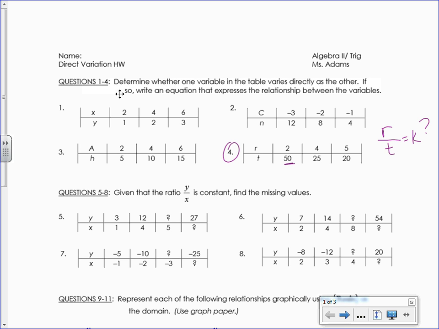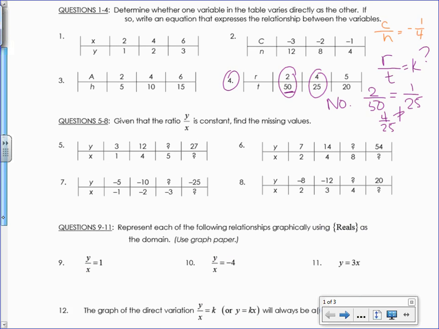Well, if I test this, I get 2 over 50. And if I reduce that, that's equal to 1 over 25. Well, here I have 4 over 25. And those two are definitely not equal. So this is not a direct variation, because when I divide 2 by 50, I do not get the same thing as 4 divided by 25. So there's no equation to write. But up here, I had c over n is equal to -1/4.